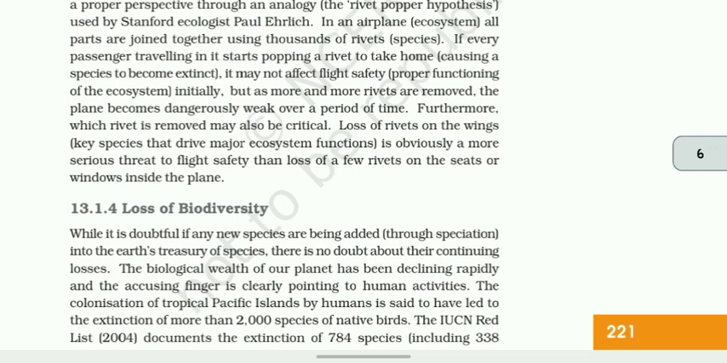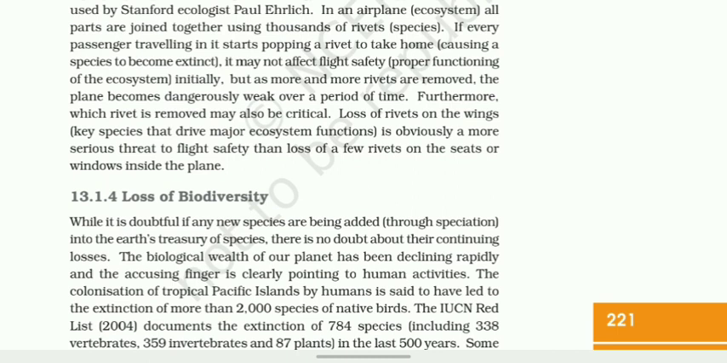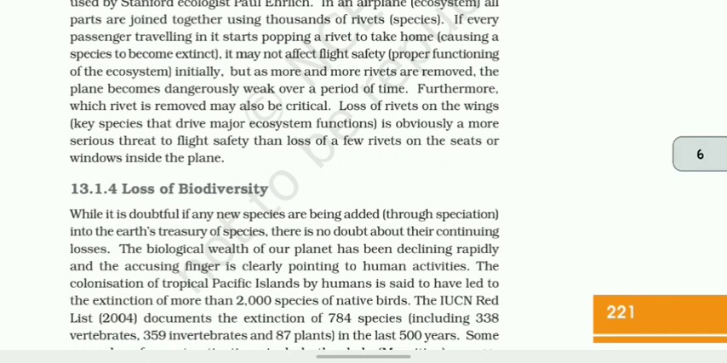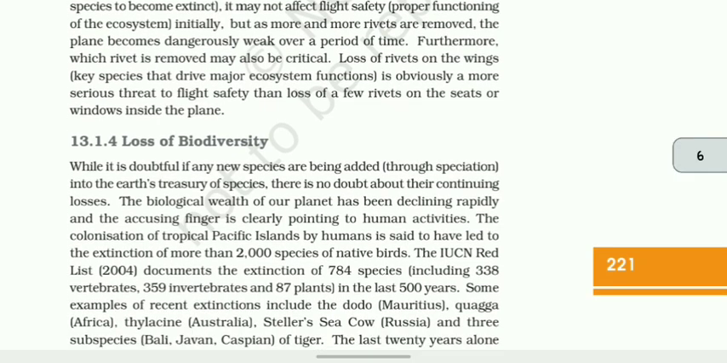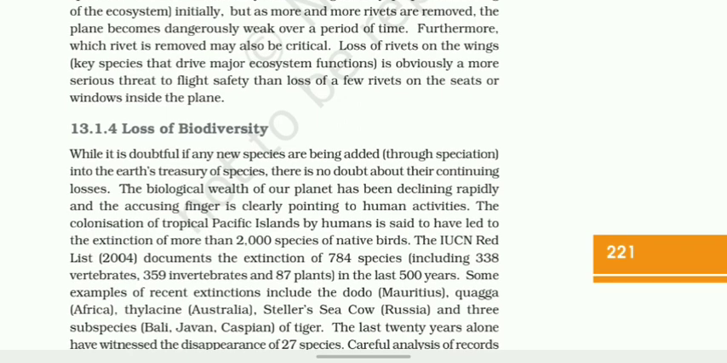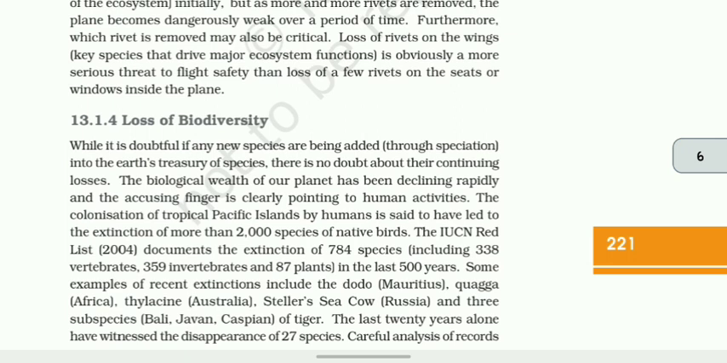the Rivet-Popper hypothesis, used by Stanford ecologist Paul Ehrlich. In an airplane, that is the ecosystem, all parts are joined together using thousands of rivets, that is species. If every passenger traveling in it starts popping a rivet to take home, that is causing a species to become extinct, it may not affect flight safety, that is proper functioning of the ecosystem, initially. But as more and more rivets are removed, the plane becomes dangerously weak over a period of time.